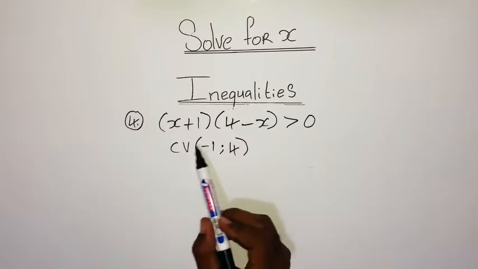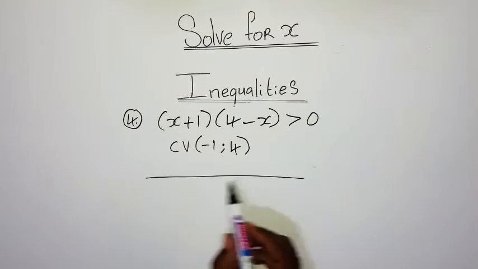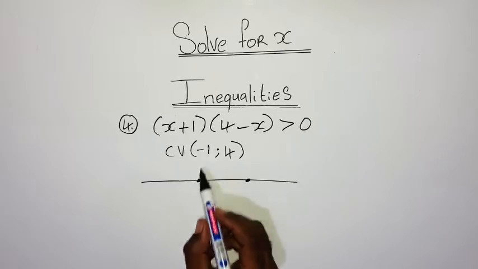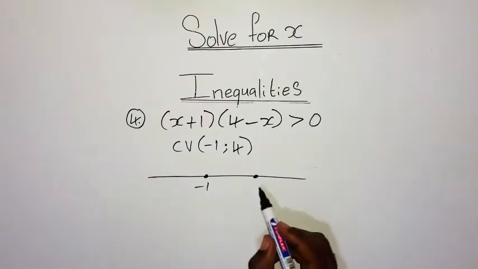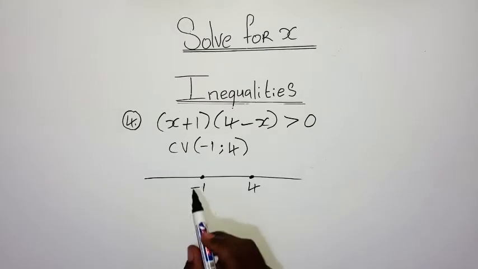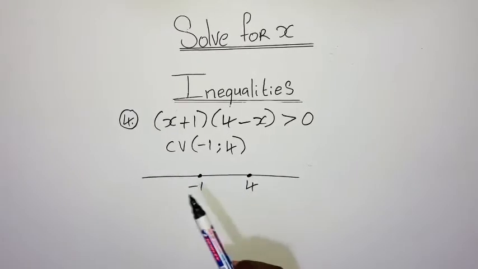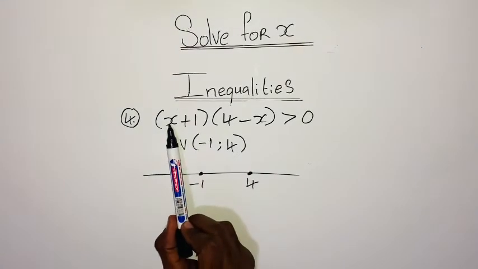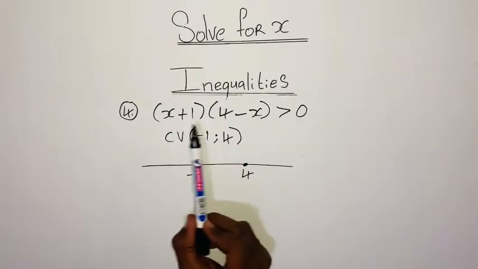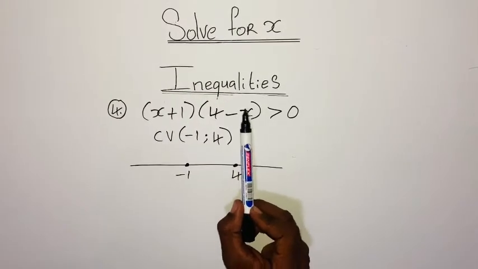So after you have found your critical values, you'll have to go to your number line, which starts with the lesser number, which is my negative 1. Then I'll have my 4. Once you're done placing your critical values on your number line, you go on to check if your x have the same sign. So in this instance, this x is positive, this x is negative.